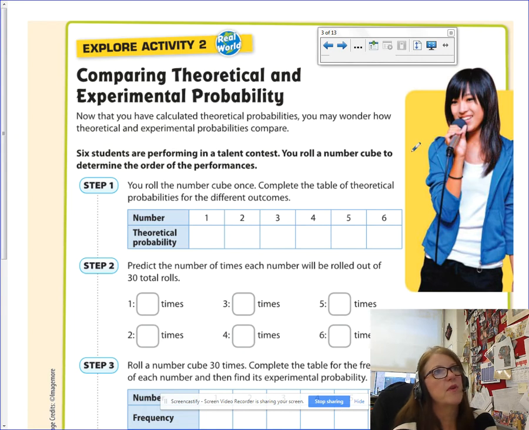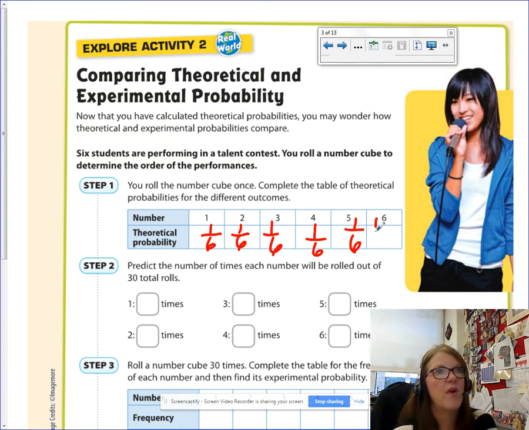6 students are performing. You want to roll a die to determine the order that they go in. And maybe your teachers do this when you have to do a presentation or a speech or something like that, as to who goes first. So in theory, it says you roll the number cube once. The theoretical probability that a 1 shows up should be 1 out of 6. The probability that you roll a 2 is 1 out of 6. A 3 is 1 out of 6. A 4. Do you see the pattern here?